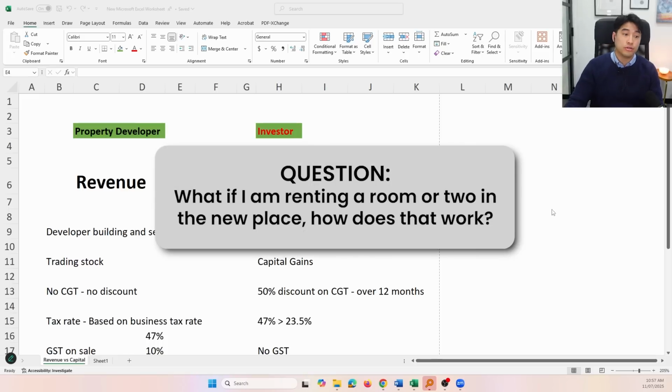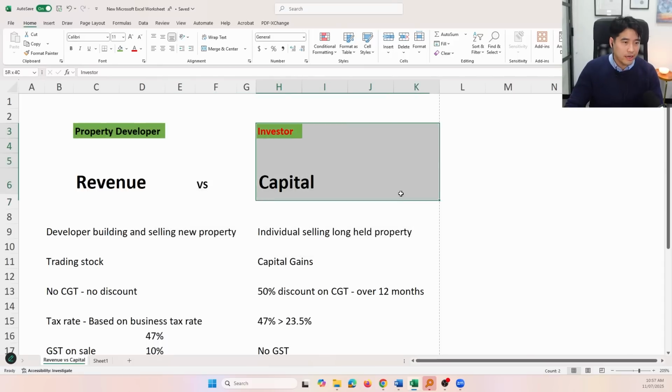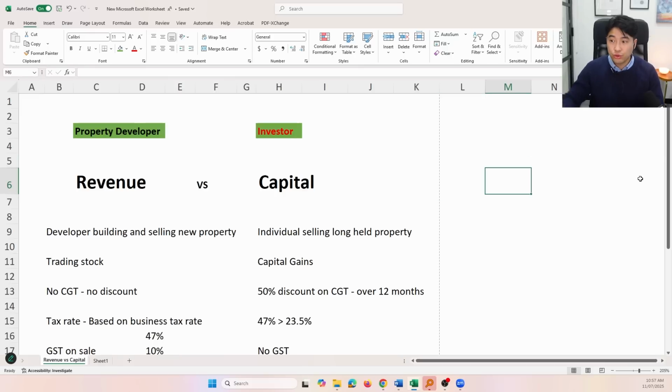How does that work? Oh, okay. So I think what you guys are now asking is more related to the investor side. But if you do rent a room or two in the new property that you live in, so Ali's situation is basically, I bought a piece of land, I knocked down and rebuilt it, and then moved into it, and then decided after a few months I rent out part of that property.